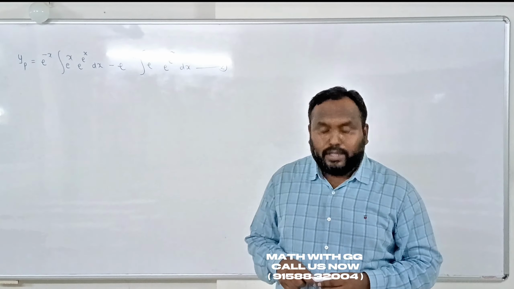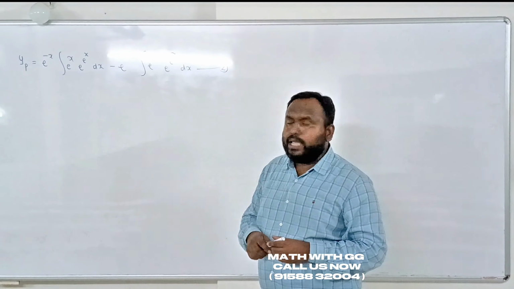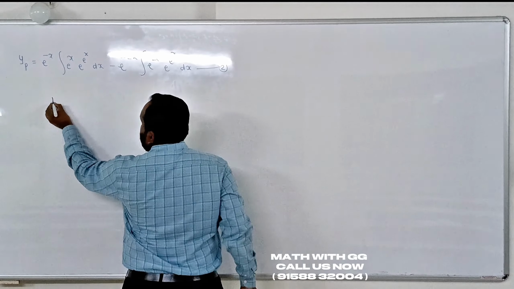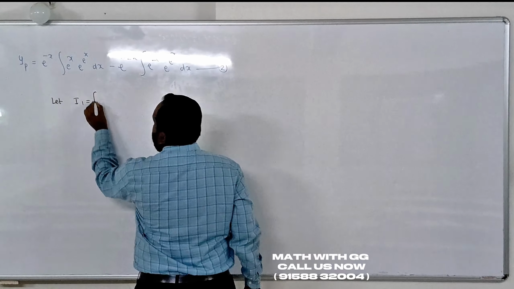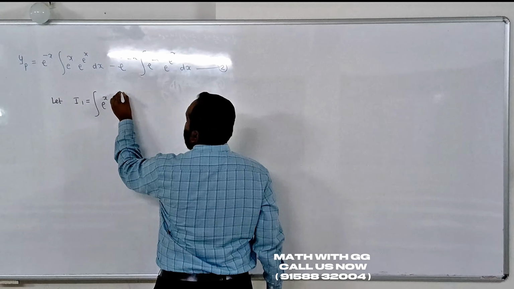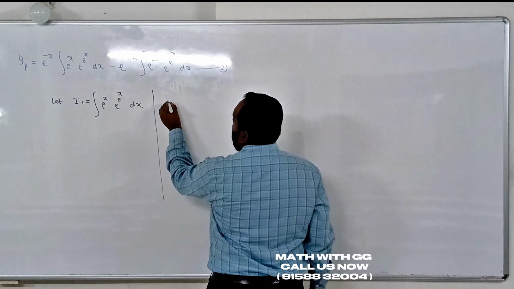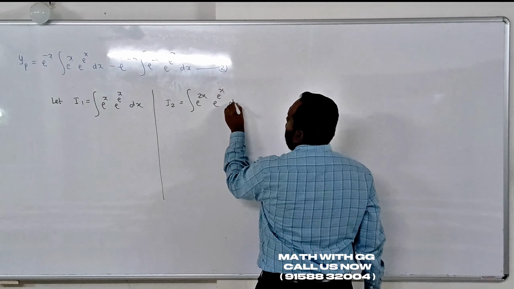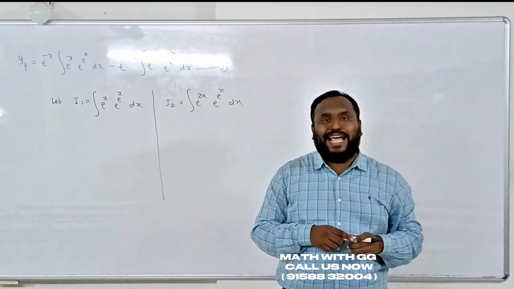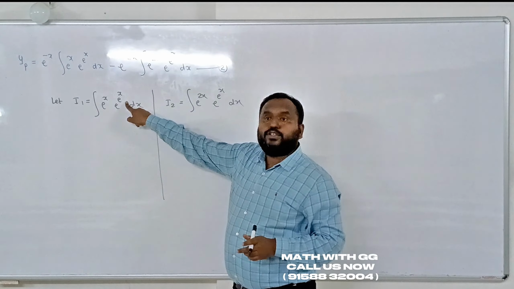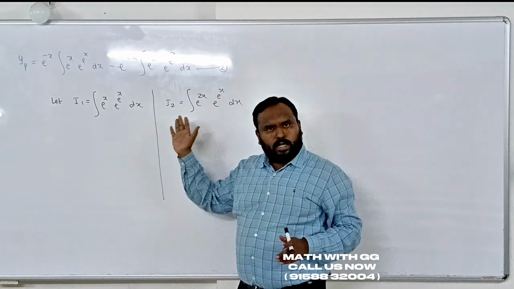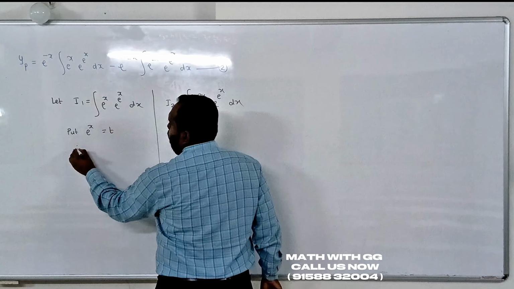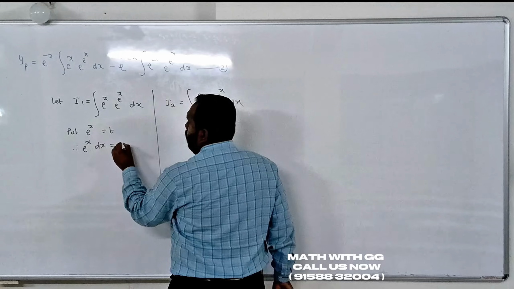Now let's evaluate the integrations of equation number 2 separately. Let's call the first integration I1 and the second integration I2. I1 is integration e raised to x, e raised to x dx. I2 is integration e raised to 2x, e raised to x dx. Both integrations cannot be solved directly because of this term. So we have to substitute e raised to x as t in both cases. For the first, put e raised to x equal to t. Therefore, e raised to x dx is equal to dt.